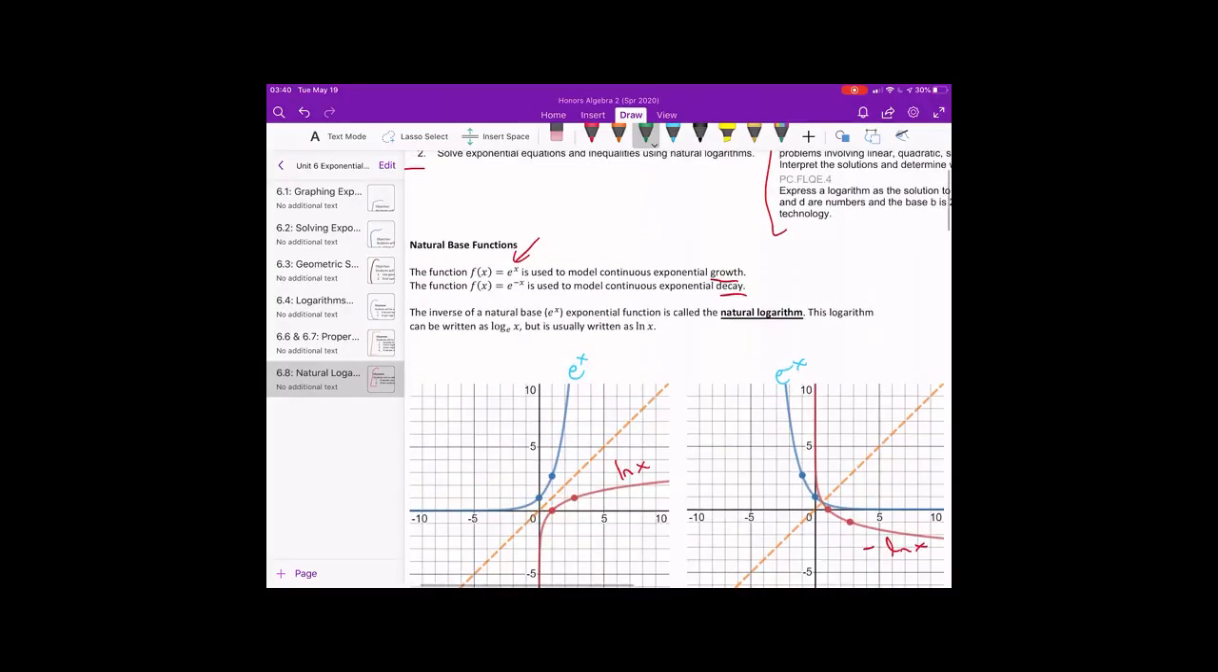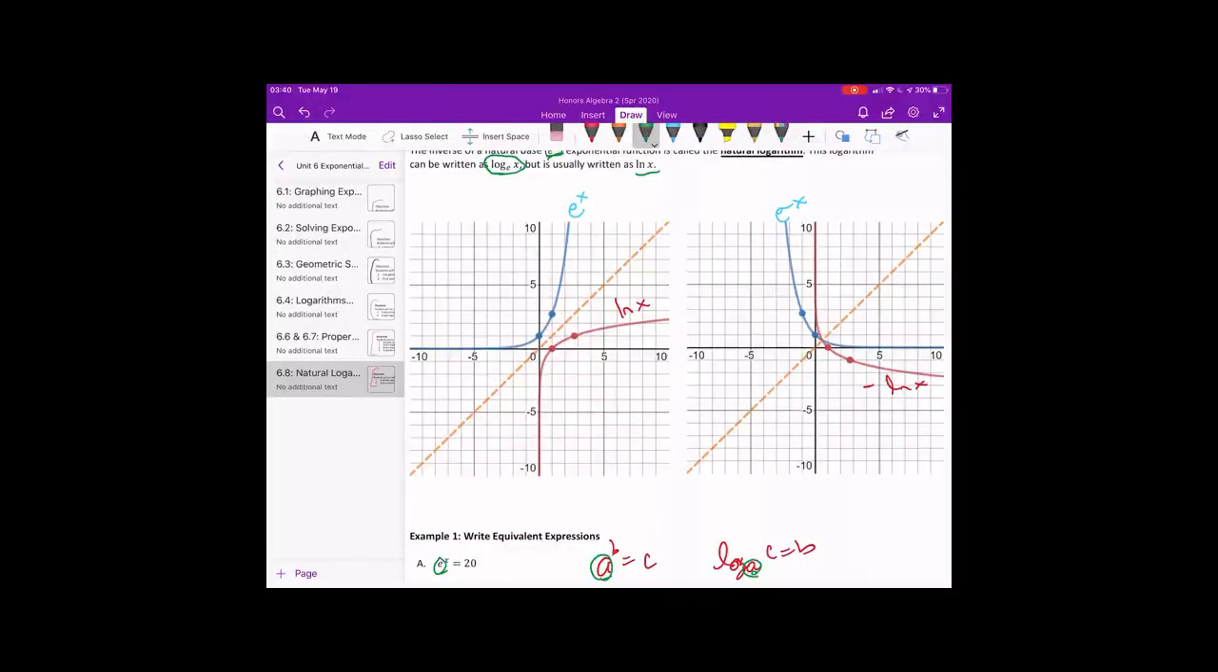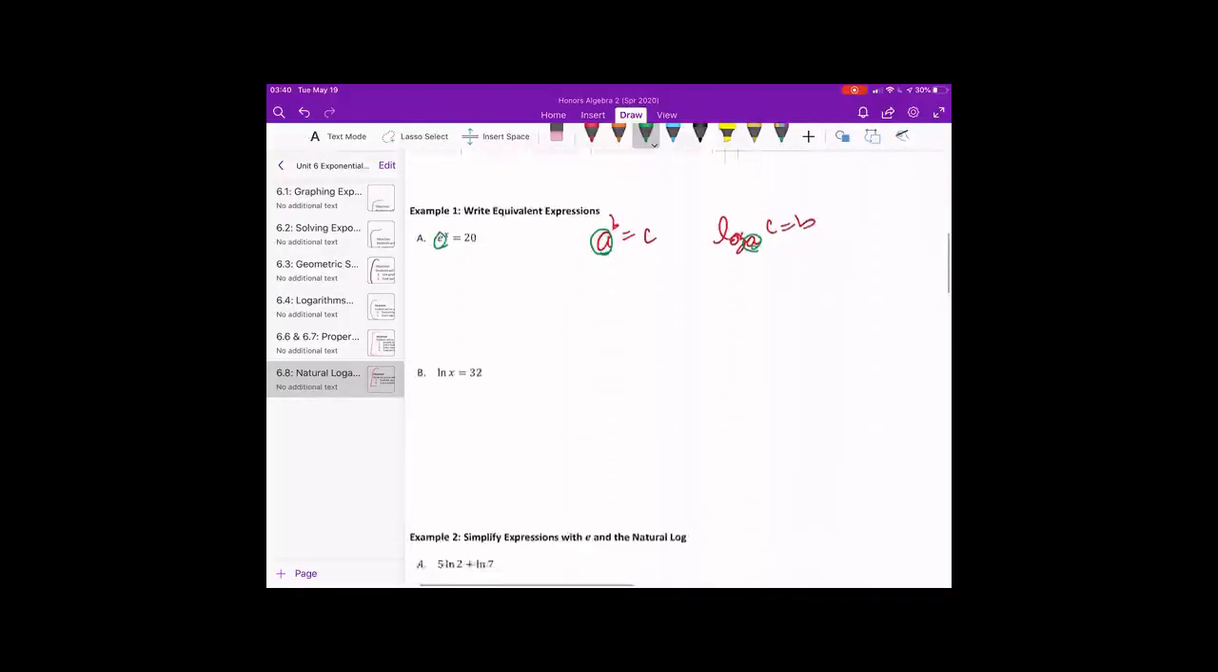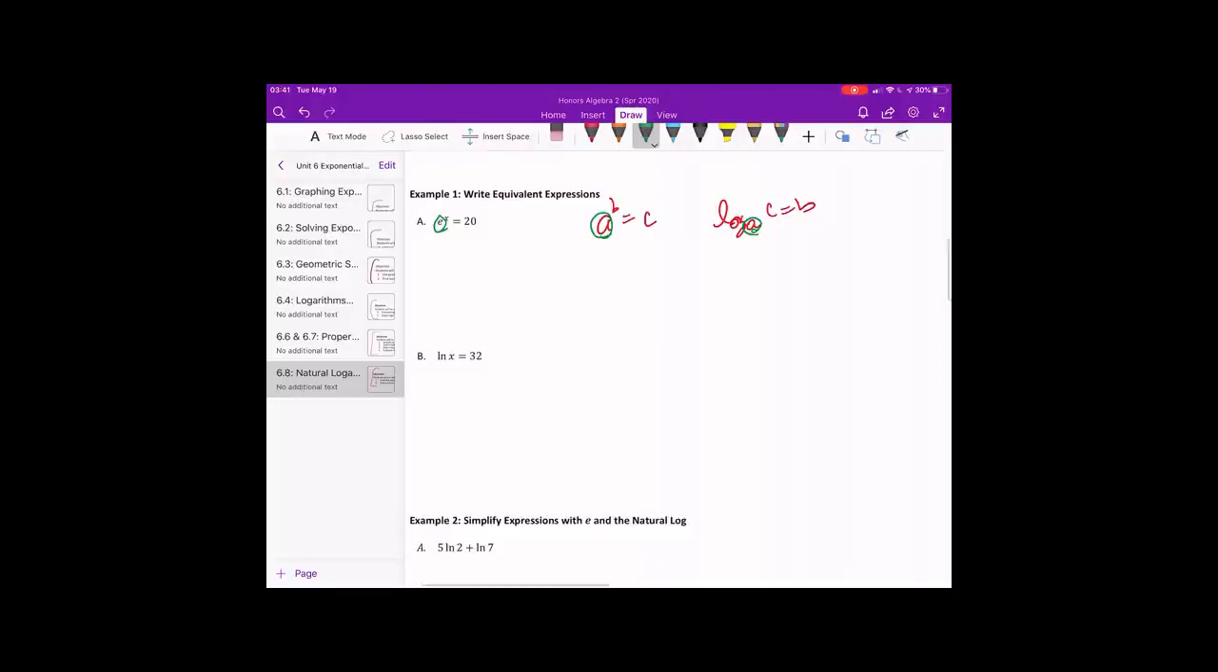But I want you to come back up to the note here. The inverse of the natural base, e to the x, the exponential function, is called the natural log. This logarithm can be written as log base e of x, but we usually will write it as the natural log, ln of x. Obviously, we say natural log, but the abbreviation is ln, logarithme naturel. It actually comes from the French, with the order of the letters there.